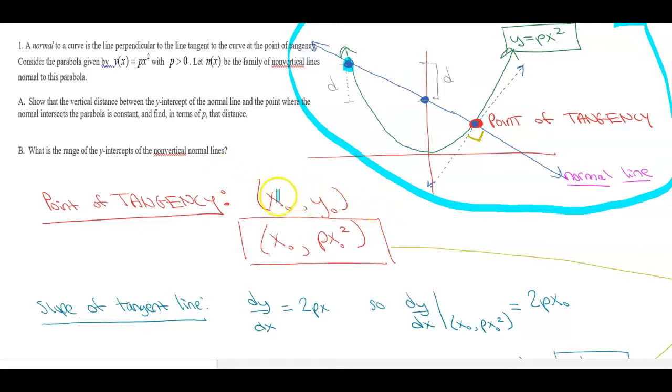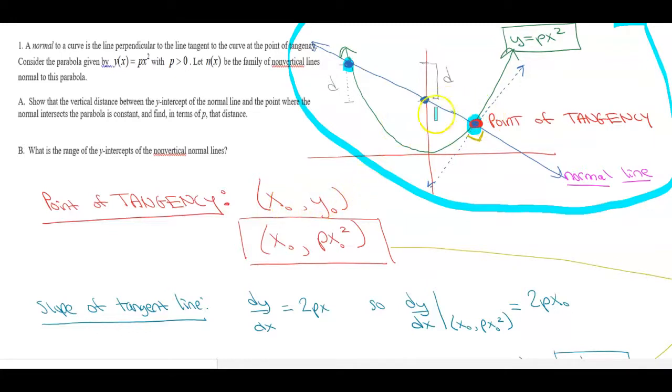So the point of tangency, I use the notation x naught comma y naught. That's the point of tangency right here. Now the naught subscript is to make sure that we very clearly distinguish between x naught, y naught standing in place of an actual value versus the variable x. The variable x in this function, y equals px squared, is changing. So I'm using the naught notation to denote a specific value of x.